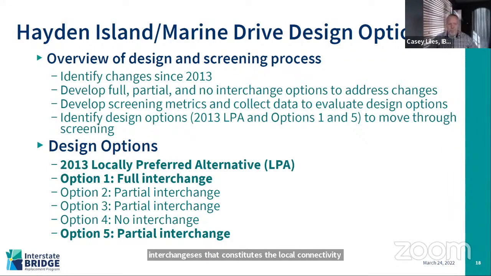So the list below shows 5 new options, 1 through 5, that fit into these 3 categories of full, partial, and no interchange. Through detailed development, we learned more about the operational and safety concerns for the initial partial interchange concepts, those are 2 and 3, and developed an additional option, option 5, for that partial interchange that replaces those in the screening. I'll provide some more detail in a few slides on that progress, but just wanted you to note that options 1 and 5 there are shown in bold text, as well as the 2013 locally preferred alternative. Also, option 4 is not bold, and I'll go through both of those.